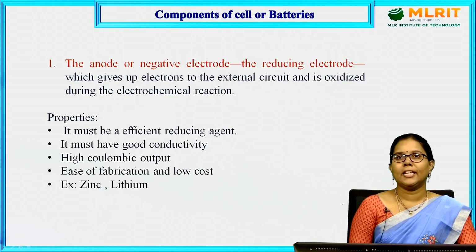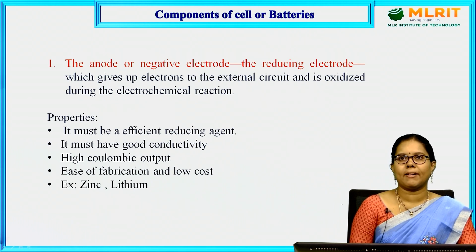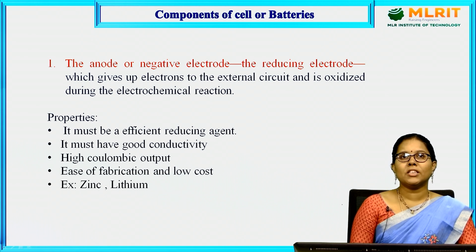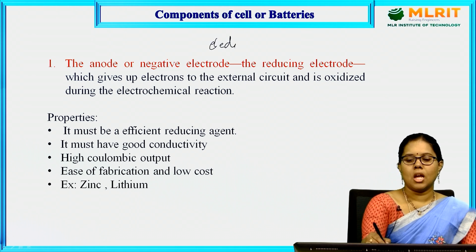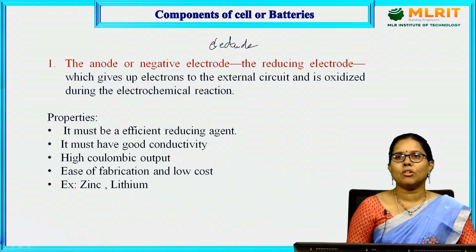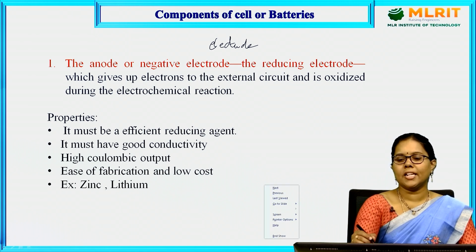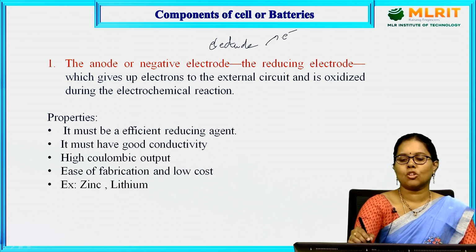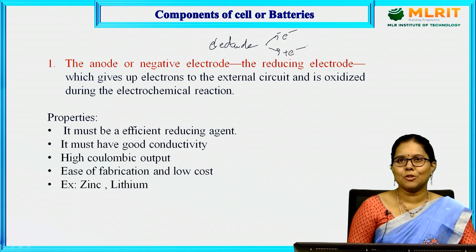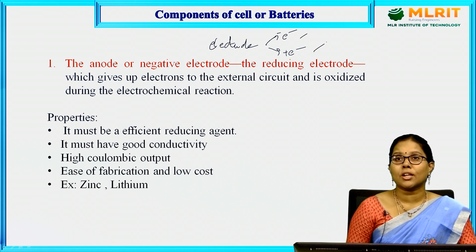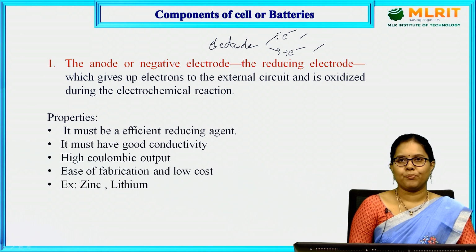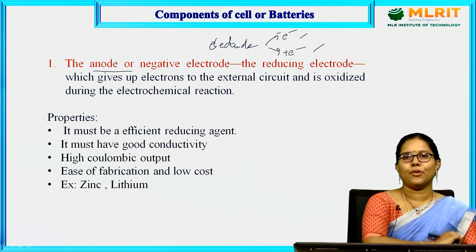Let us move to the next topic, components of cell and batteries. The first component is anode. Before that, we have to know what is meant by an electrode. An electrode is a metal which has a tendency either to lose electrons or to gain electrons. Based upon that losing and gaining, electrodes are of two types, anode and cathode. The first one is anode.